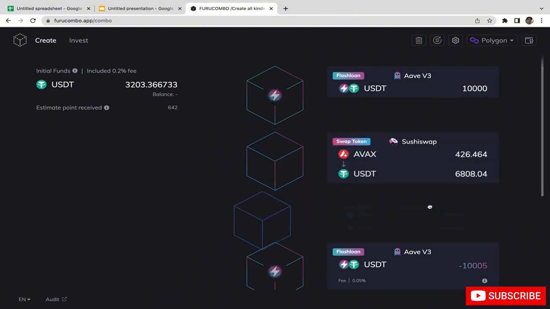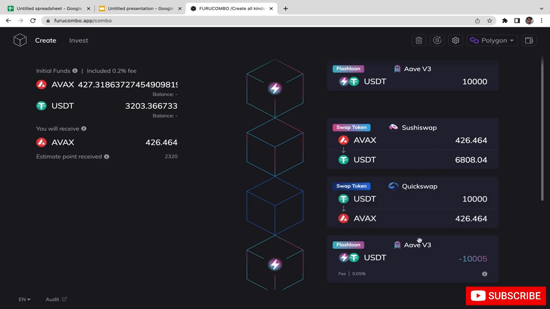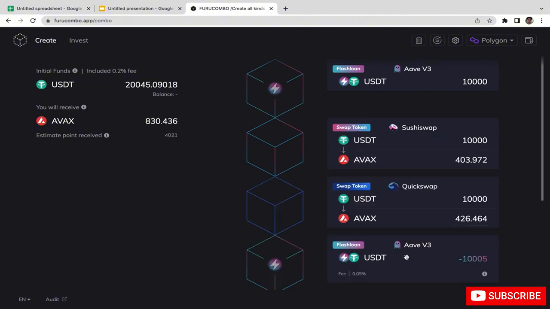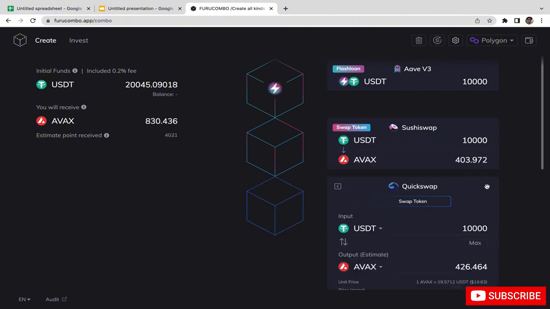If you're curious about it, just swap this and see what happens if you do the transaction on Sushi Swap first. We need to swap this. Okay, let's swap this. So you have 10,000 USDT. It's equivalent to 403 Aave. Then just copy and paste this, I guess, and put it right here.